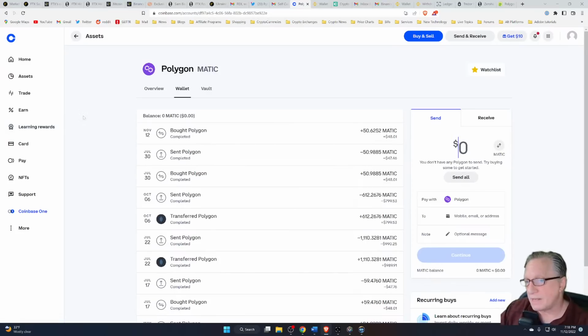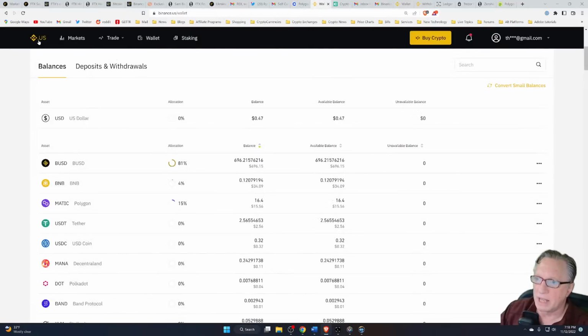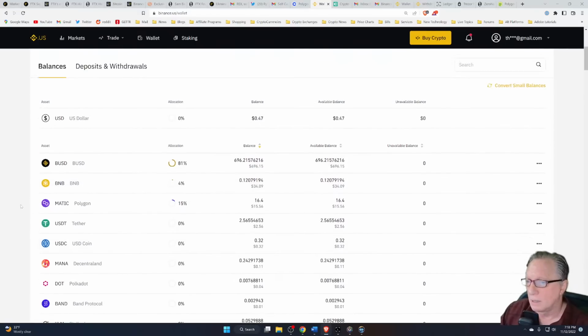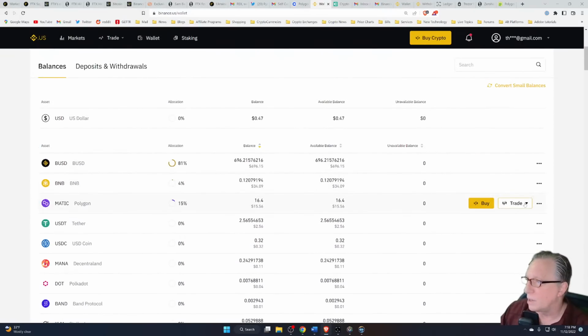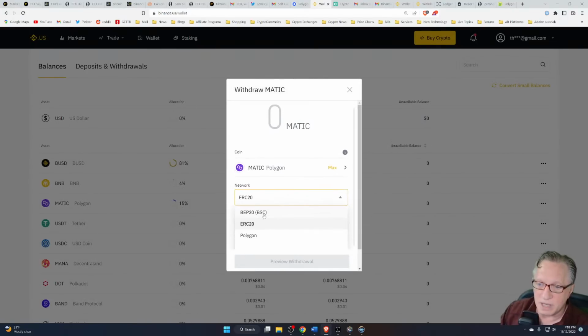All right, so Coinbase has become more flexible. I think they were getting some competition from Binance US, because Binance US has supported multiple networks for a long time. As you saw, when I withdrew Polygon, I had the option of going ERC20, BEP20, or Polygon, right?